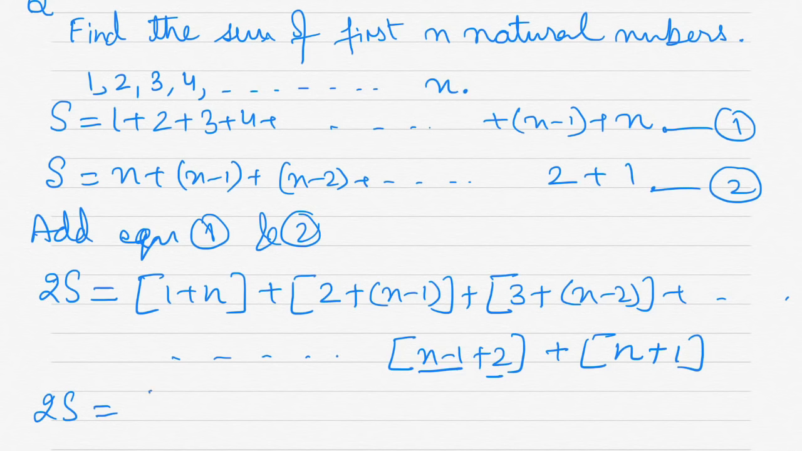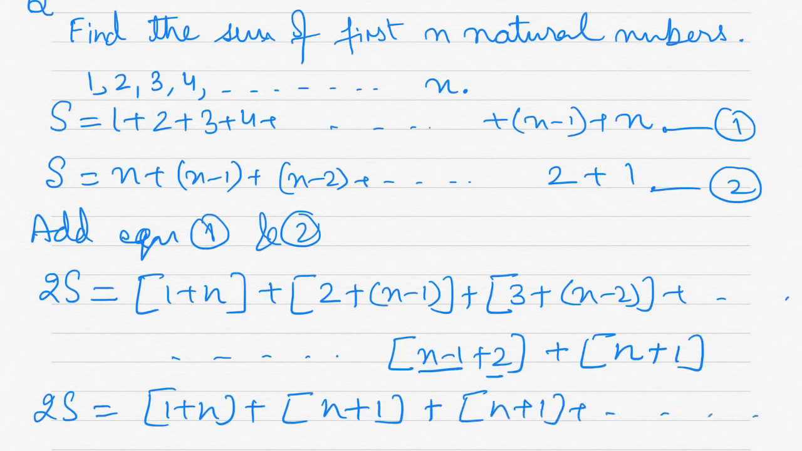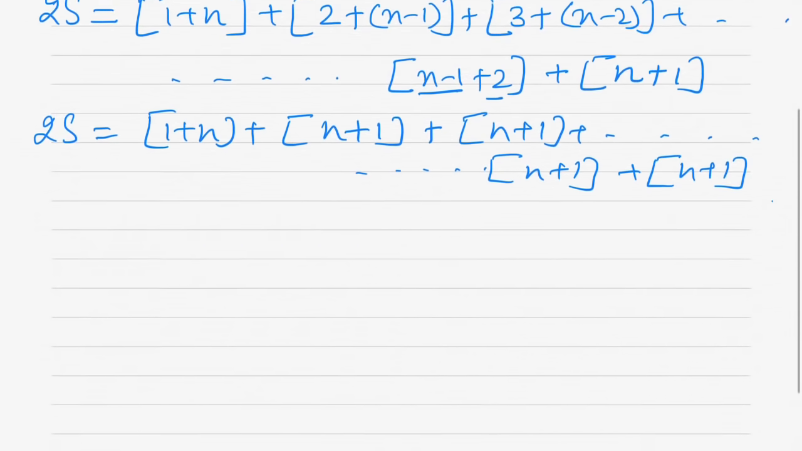So 2S is equal to 1 plus n plus, when you simplify the second term, 2 plus n minus 1, this will again give you n plus 1, plus 3 plus n minus 2, where plus 3 minus 2 will give you plus 1. So the third term is again n plus 1. Now continuing in the same way, second last term is also n plus 1 and third last term is also n plus 1. It means every term is n plus 1. But how many times? n times, because in equation 1 we have n terms, in equation 2 we have n terms, so in the sum also we have n terms.